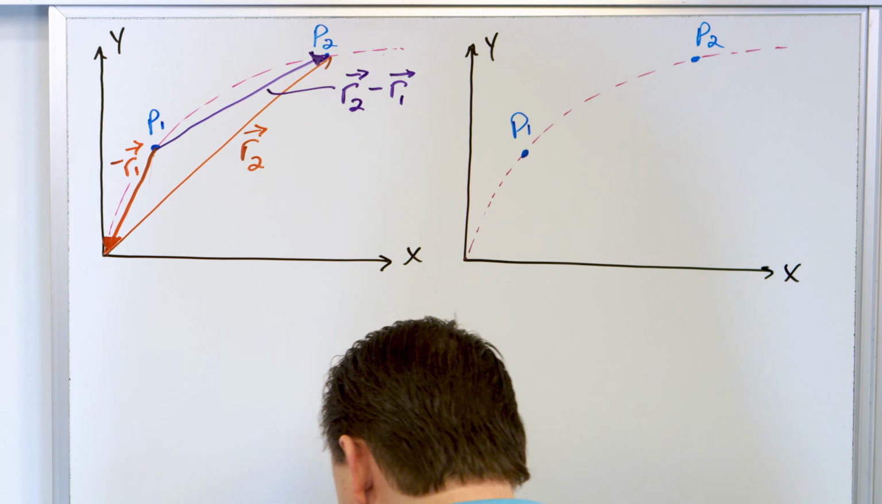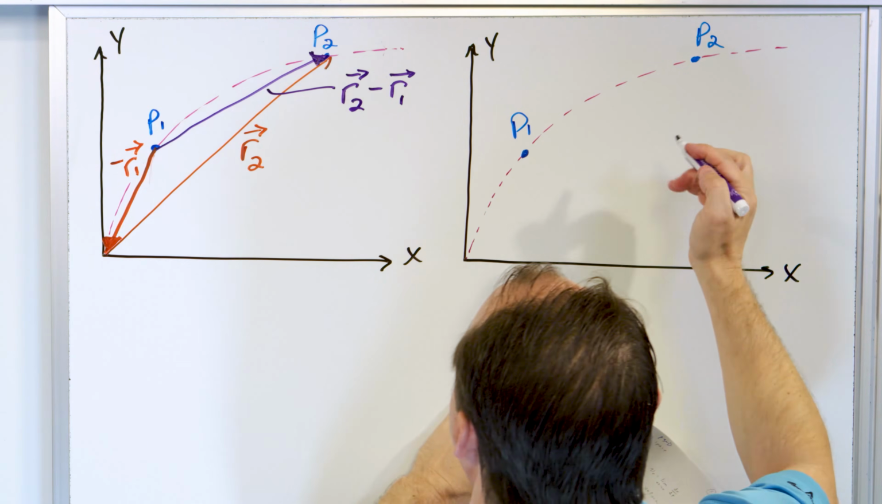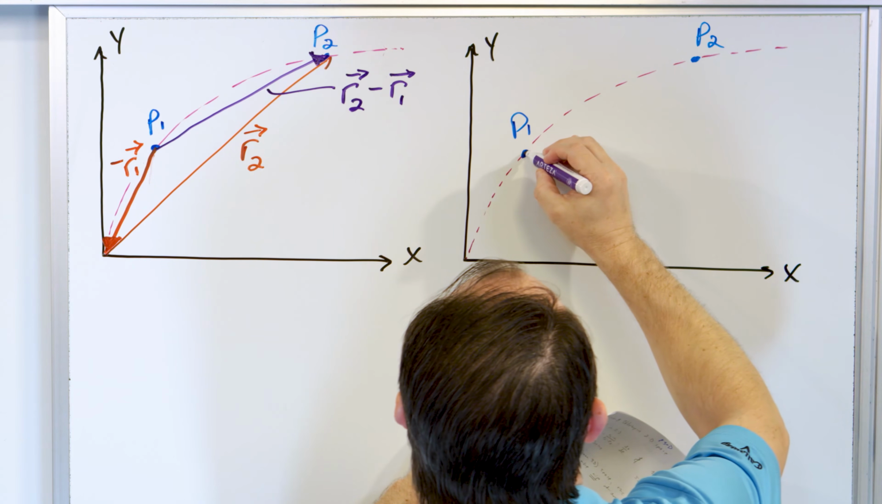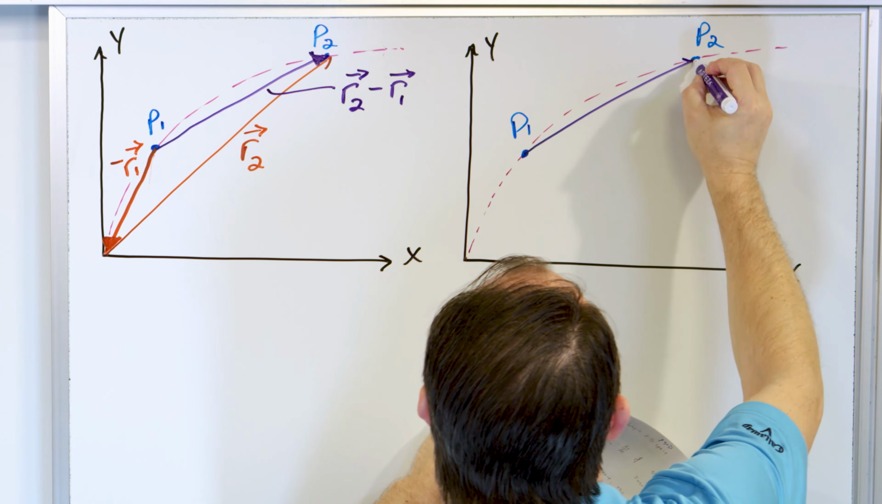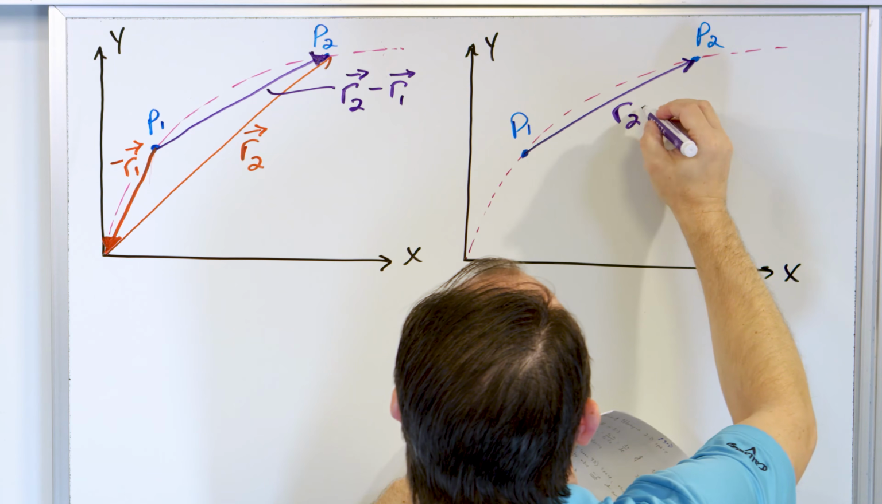So now, instead of drawing all that other stuff to clutter the diagram, I'm going to show you that when you do that, this is what you end up with. This one, R2 minus R1.